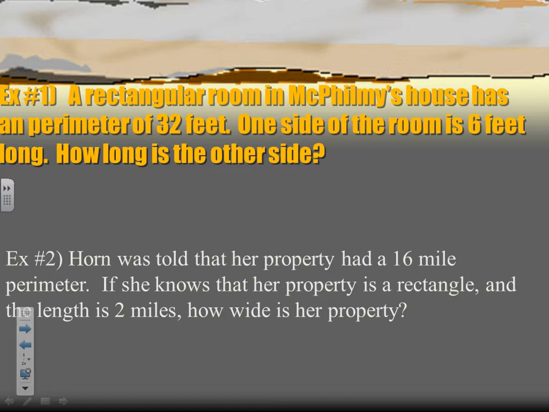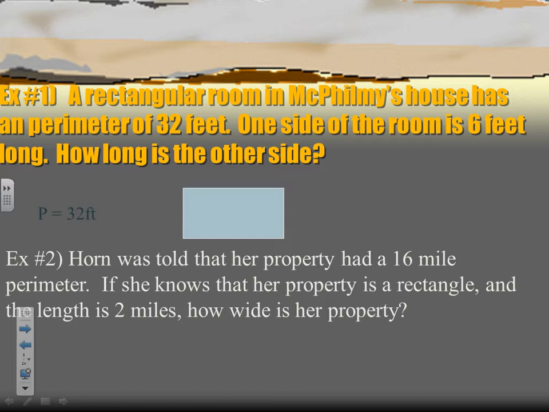Okay, so next. Question 1 says a rectangular room in McFilmy's house has a perimeter of 32 feet. One side of the room is 6 feet. How long is the other side? Well, your job here is going to be to draw the picture. Anytime you can, draw a picture. So we drew a rectangle. It says rectangular room, so we're going to draw that picture.